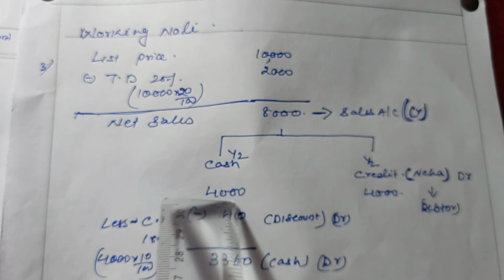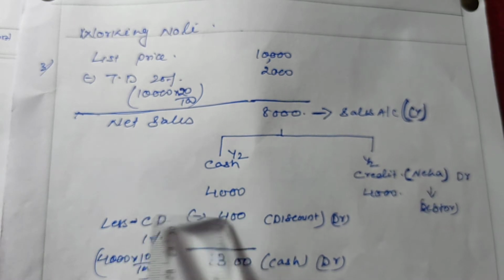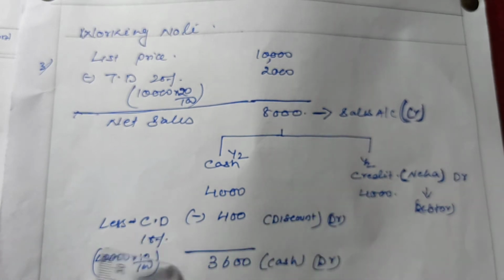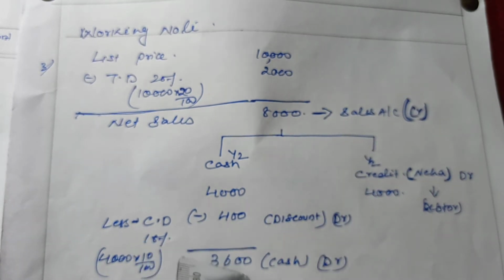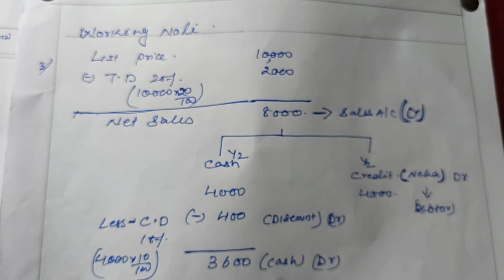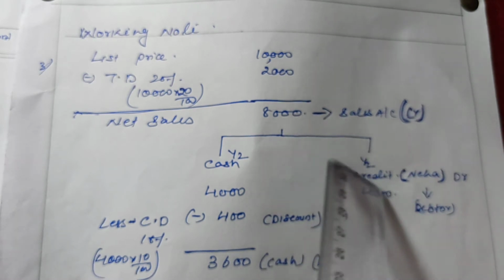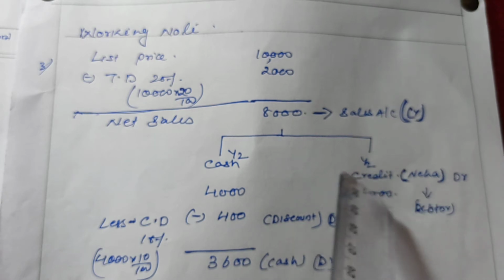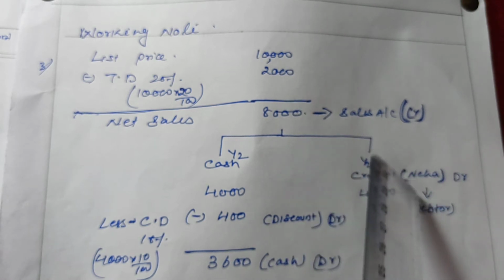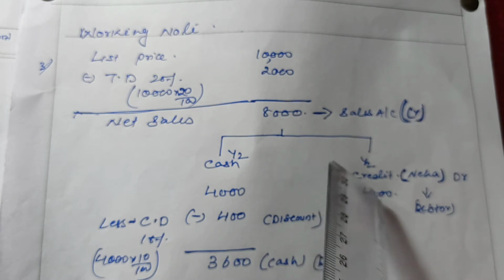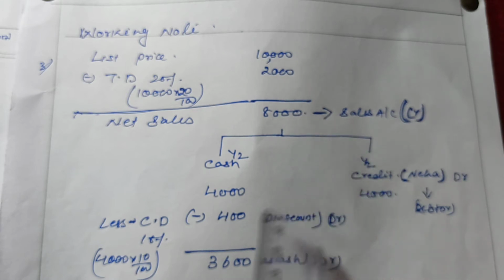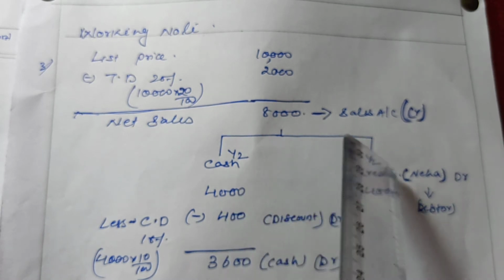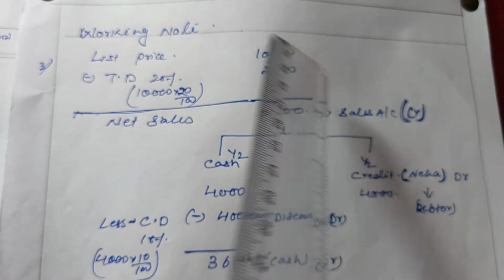Here we have to receive 4,000 cash, but we are given the discount 400, so discount allowed will be debited. We are receiving the cash 3,600, that also will be debited. Now we have credit sale, that means Neha is a debtor to us. We have to receive the amount 4,000 from Neha, so Neha will be debited. So what will be our journal entry here? Cash account debit, discount account debit, Neha debit to sales.